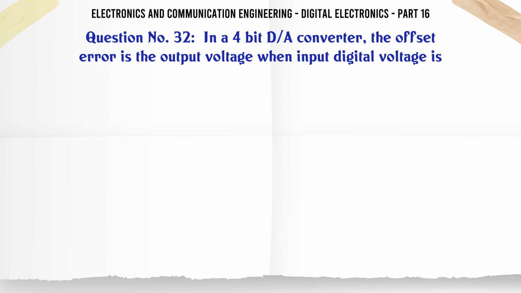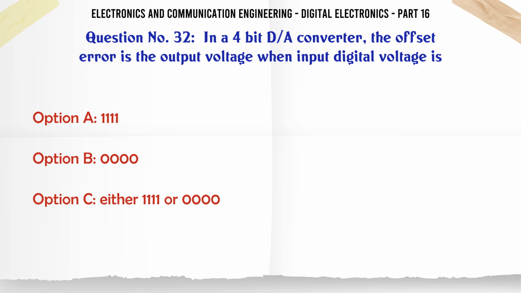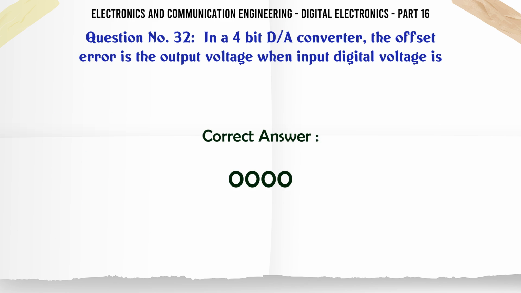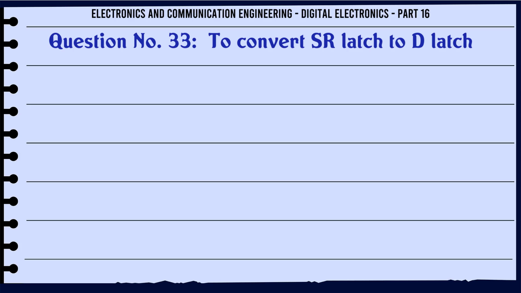In a 4-bit DA converter, the offset error is the output voltage when the input digital value is A. 1111, B. 0000, C. either 1111 or 0000, D. none of the above. The correct answer is 0000.